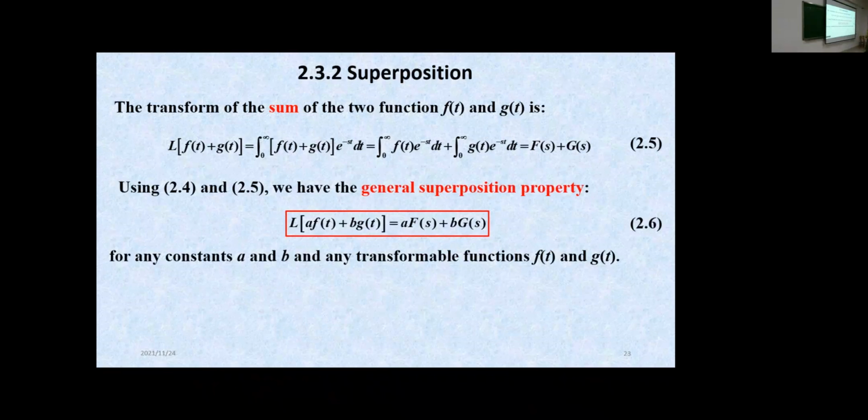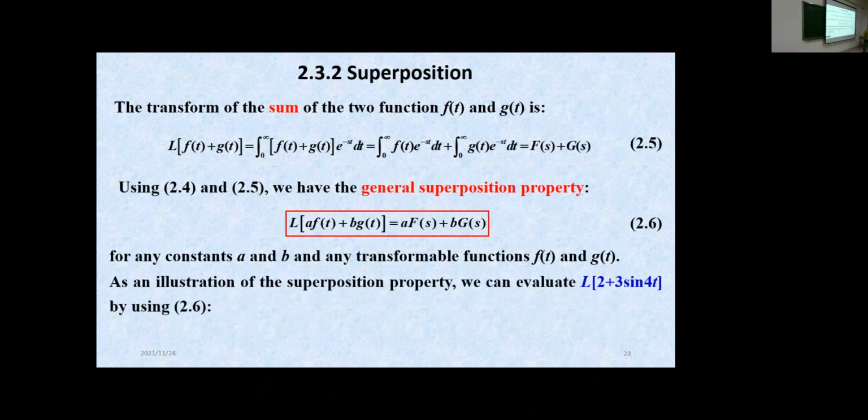For any constants a and b and transformable functions f(t) and g(t), this is an illustration of the superposition property, and we can evaluate all of these. First, we should separate, right? Minus 2, and another is 3 times sine 40. And what is the Laplace transform for minus 2? It's going to be minus 2 over s.